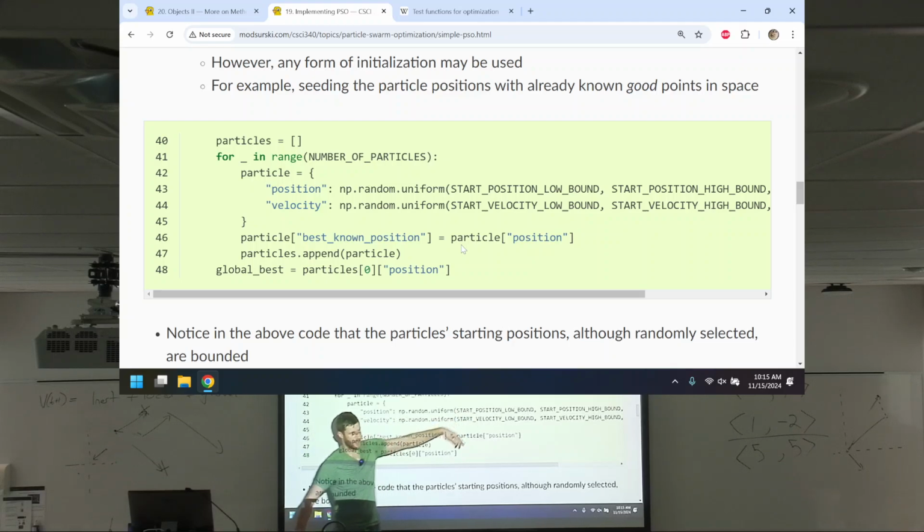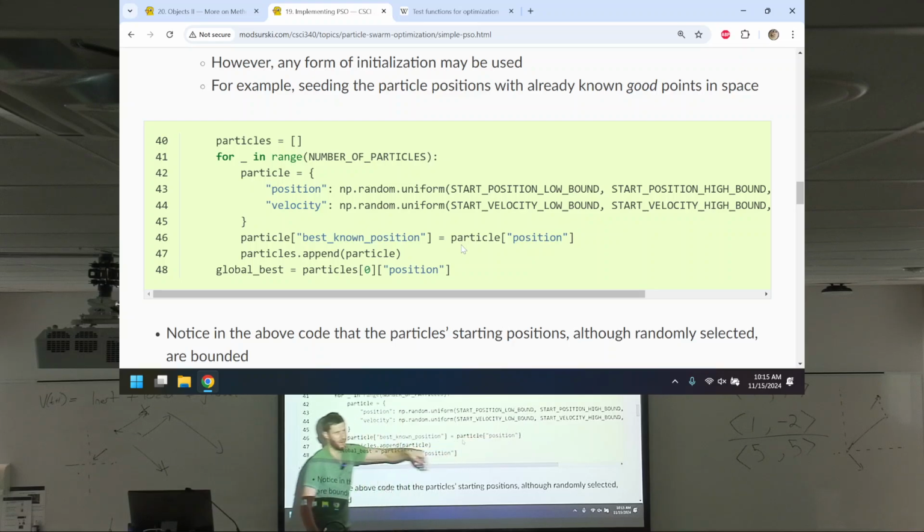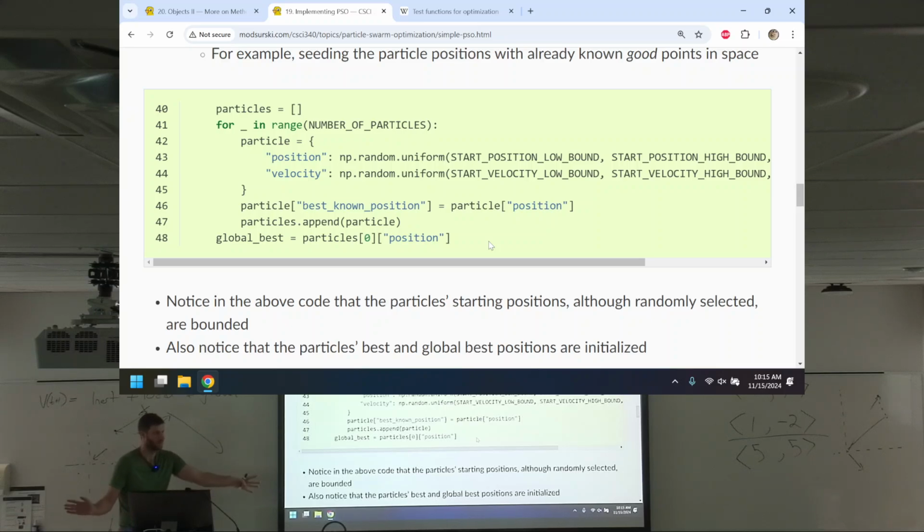It's randomly generated. Its starting velocity, randomly generated, bound by some bounds. Okay? We don't want the random positions to be too big or too small. Its best known location will start as its current position. And yeah, there we go. Cool? Yeah?